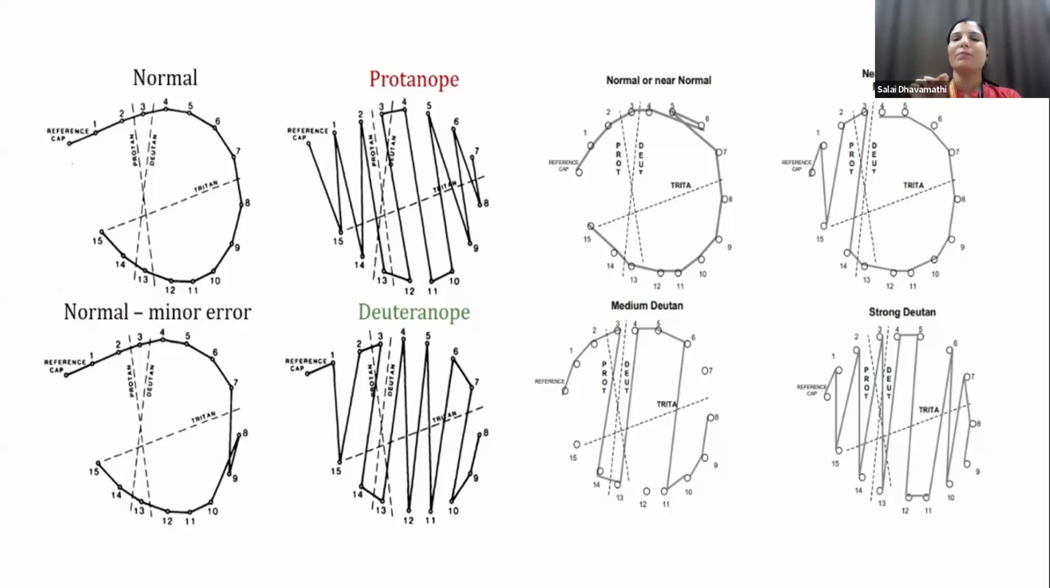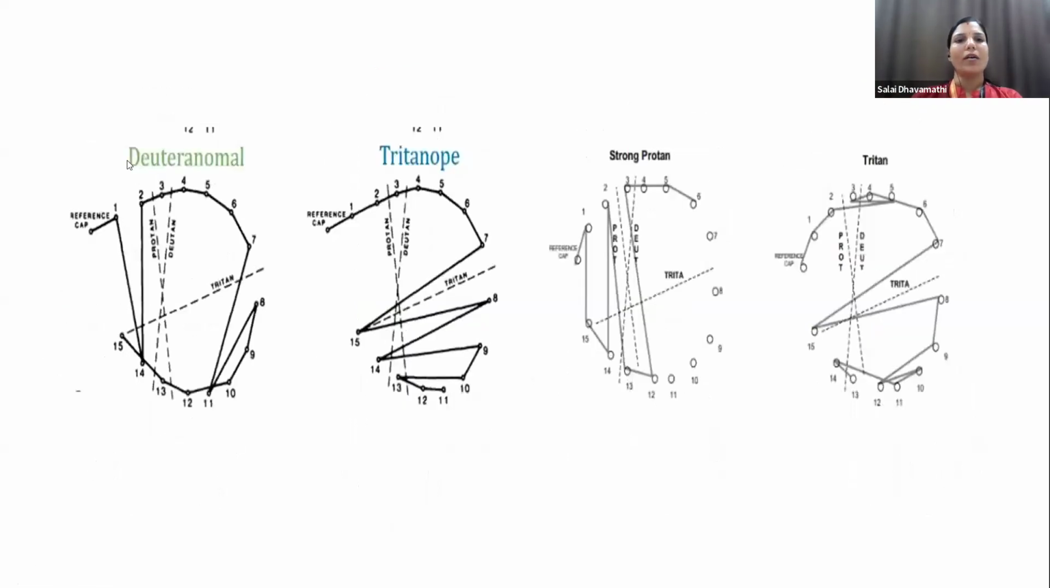If 1 or 2 caps are missing or interchanged, you can repeat the test and see. Maybe they would have taken a long time, so you can repeat the test and see. If you are repeating, then it is okay. So you can see here, it's a normal or near normal score. And based on the color codings, whether it is protanope, deuteranope, strong, or other, that is very important to note. What is the extent of the defect, whether it is protanopia, tritanopia, or deuteranopia, can be picked up with the help of the D15 test.